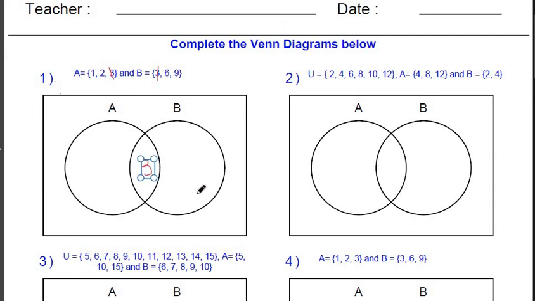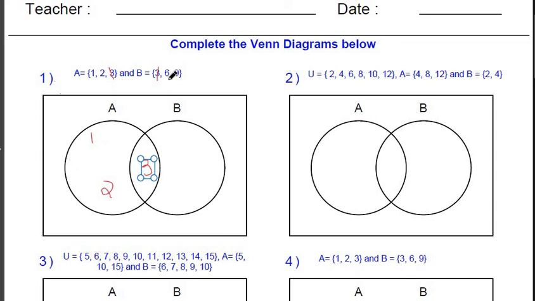What's left? What's left in set A? Very good. 1 and 2. Notice we do not place back 3 as a part of set A because we already placed it at the intersection. It means all these elements are a part of set A. 1, 2, and 3 are a part of set A. So we do not need to put back 3 outside of the intersection here.